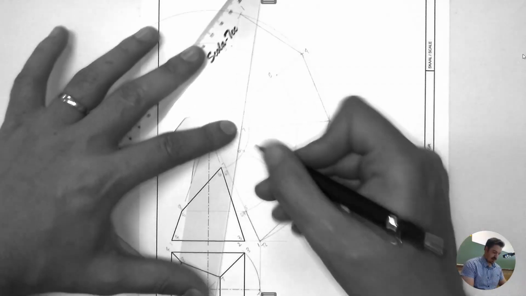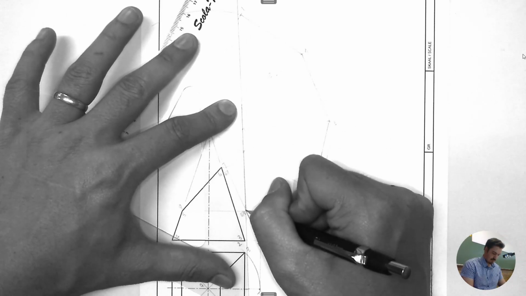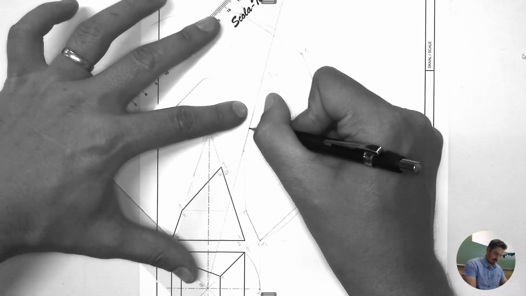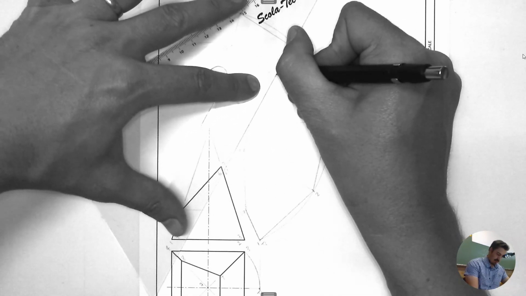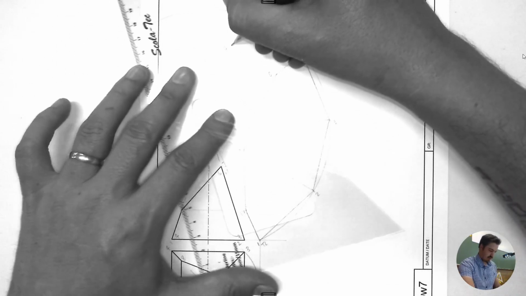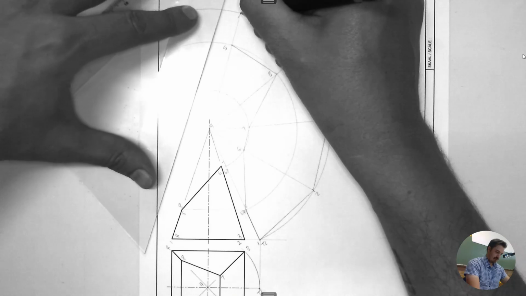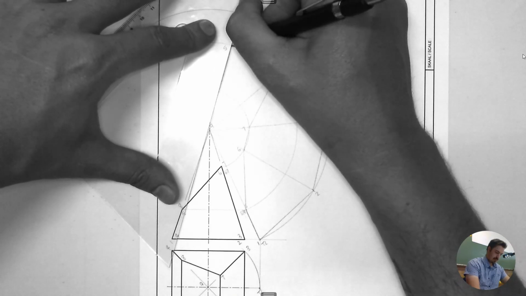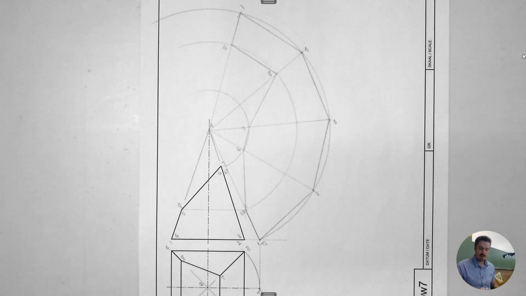And now these points, 5 goes to 6, 6 to 7, 7 to 8, 8 to 5, back to 1. Alright, so that should give you the development.